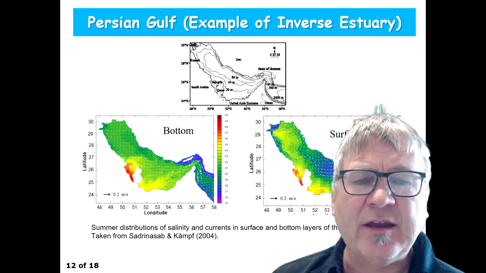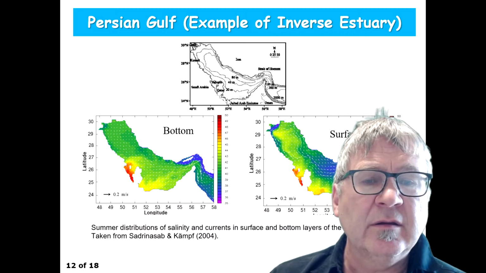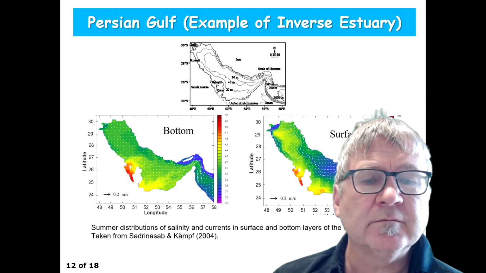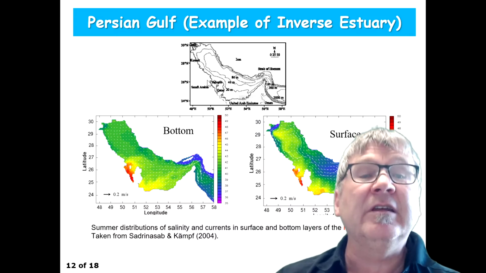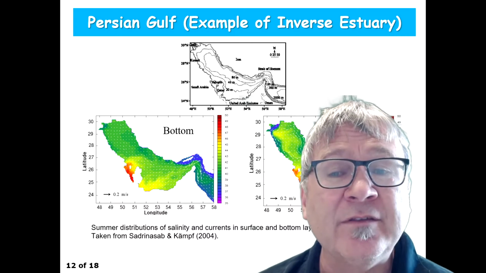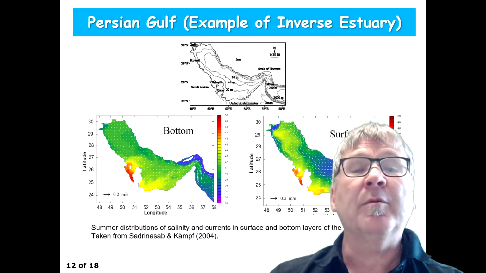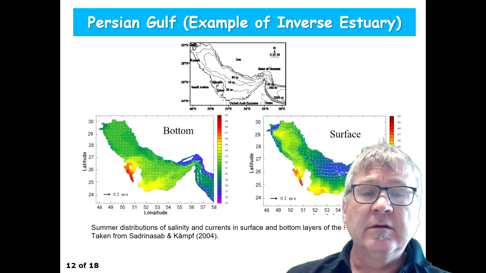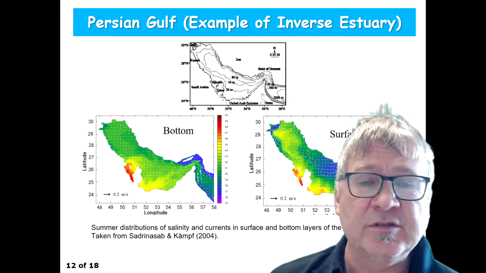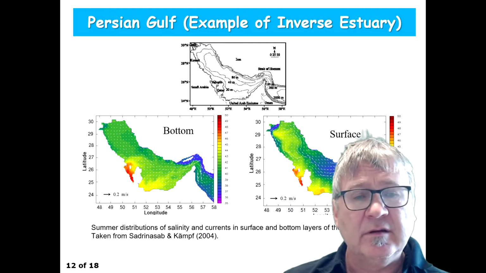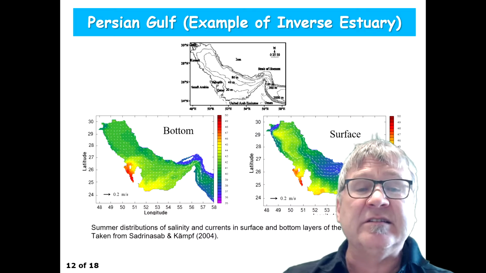And then you have the Strait of Hormuz, which is the connection to the Gulf of Oman and the northern Indian Ocean. Maybe 80 meters in there. So it's totally different compared with the Red Sea. It's shallow. This is what we call an inverse estuary. It's a semi-enclosed basin, a limited connection to the ambient ocean, and the circulation is mainly driven by density.